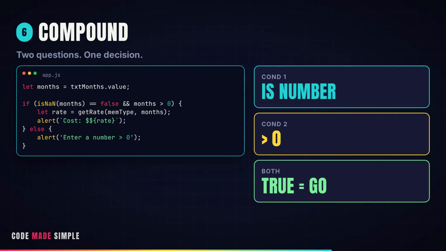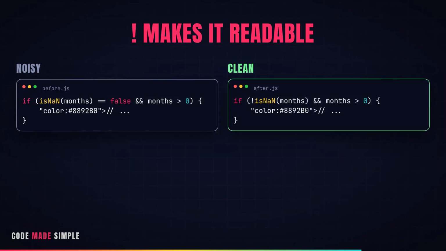Real example, is months a number and greater than 0? Is isNaN of months equals false, and months greater than 0, both true? Calculate the rate. 1 false? Show an error. That's a compound condition doing real work, and the not operator makes it readable.